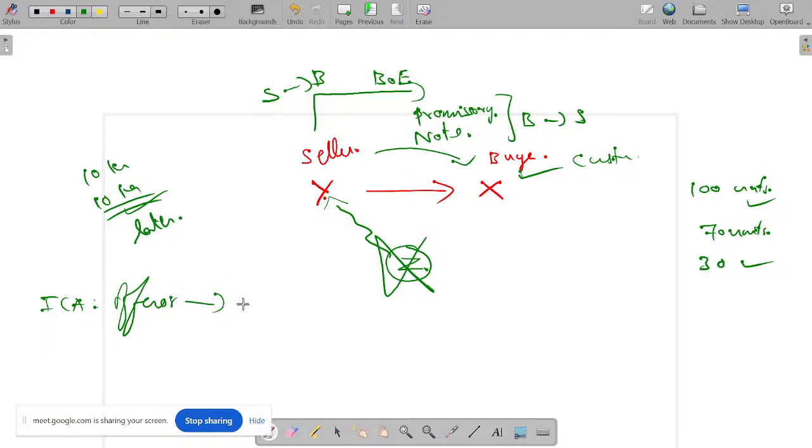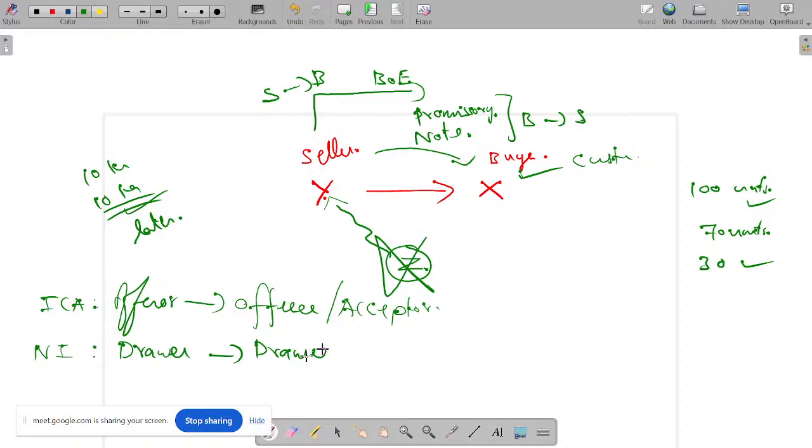The offerer gives a proposal to the offeree, and if he accepts it, he becomes the acceptor. Here in the Negotiable Instruments Act, the seller has to be paid the money, so the seller will be giving a note, drawing a note, and is called the drawer. To whom? The buyer, so he is called the drawee, and if he accepts, he'll be called the acceptor. Just link everything with the Indian Contract Act, you can get it easily.